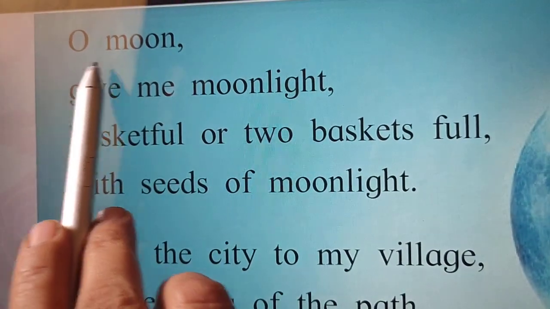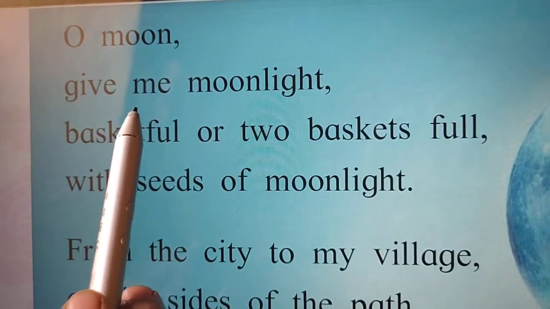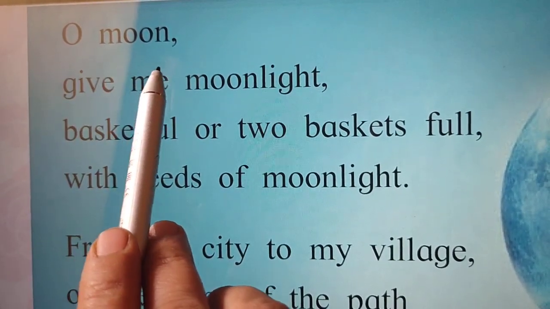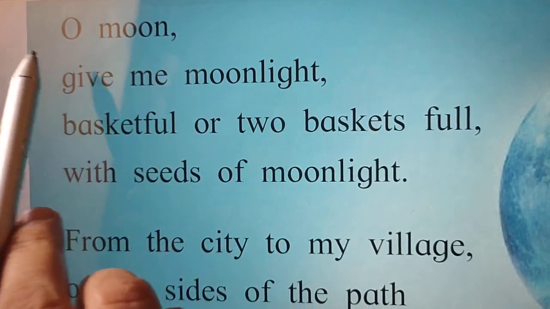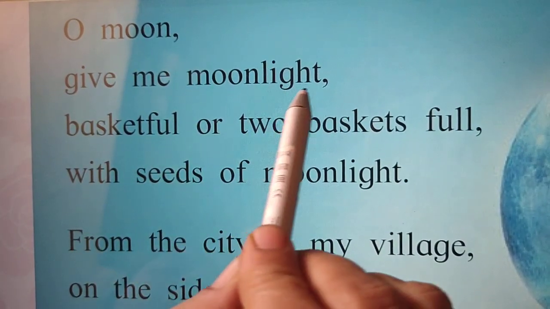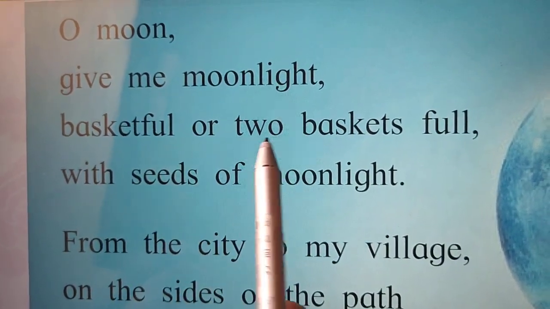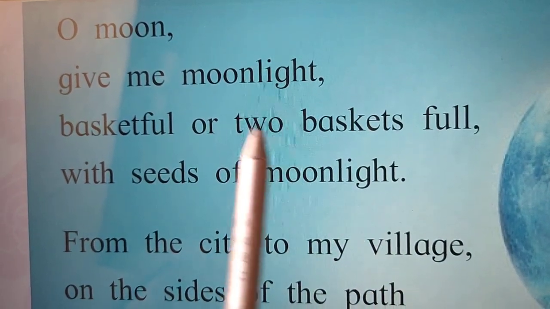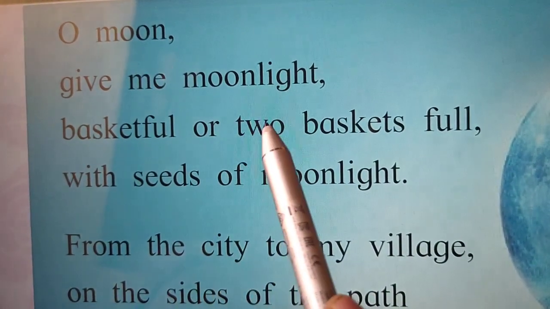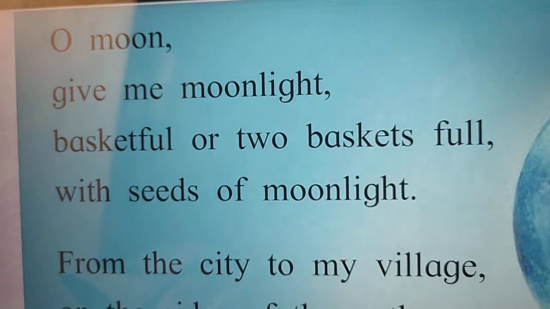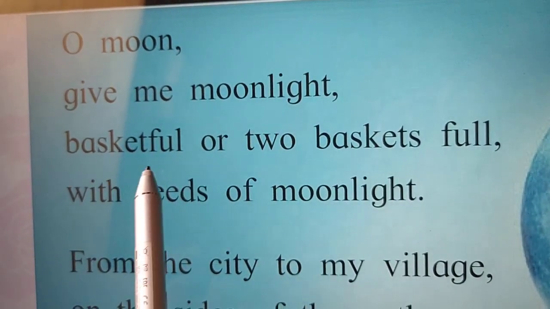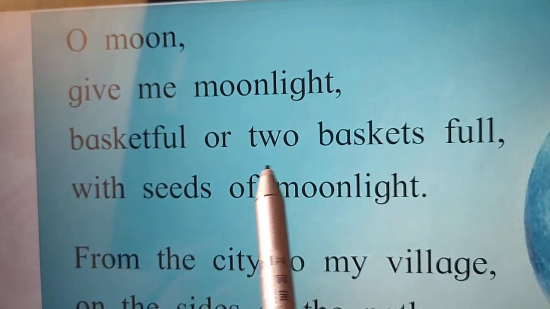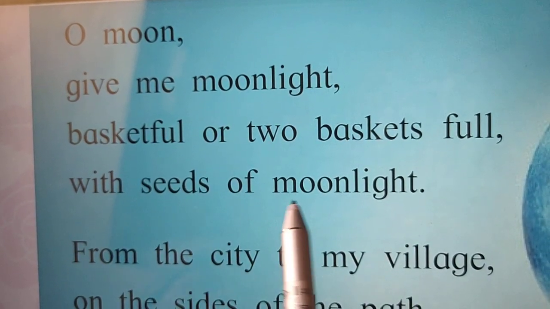Here, the child in the poem is requesting the moon for some things by which he is going to solve the problems of his village. "O moon, give me moonlight, basketful or 2 baskets full with seeds of moonlight." So he is requesting the moon to give him some moonlight. And how much moonlight does he want? He wants basketful or 2 baskets full of moonlight. And not only moonlight, but he also wants the seeds of moonlight.